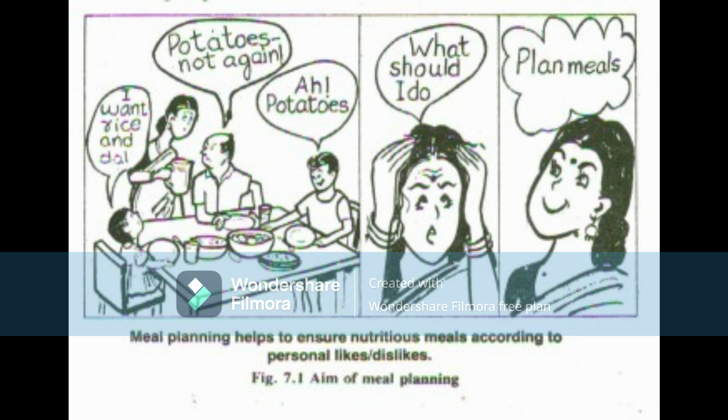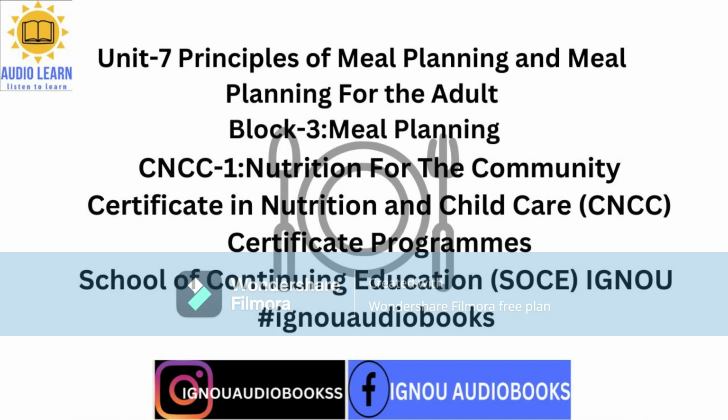Provide variety in the diet by making proper selection of foods from within each of the three food groups. Meal planning helps to ensure nutritious meals according to personal likes and dislikes. Figure 7.1 Aims of meal planning. Look at the screen for table content. Make meals appealing and palatable by proper selection of food in terms of color, texture and flavor. Provide nutritious meals taking into account individual preferences. Plan meals in advance, so that any pre-preparation required can be made and also the leftovers from the previous meals can be economically utilized.